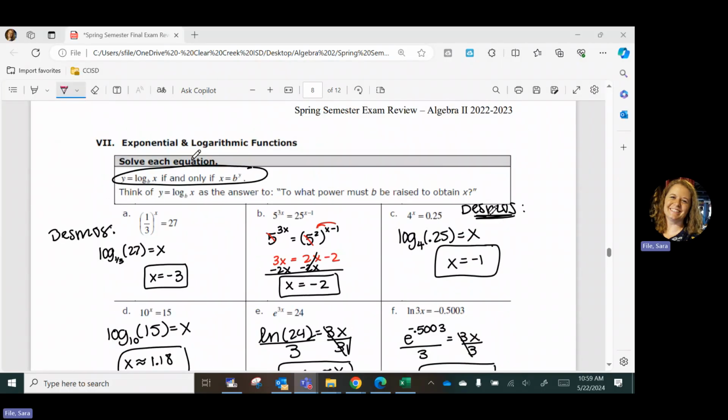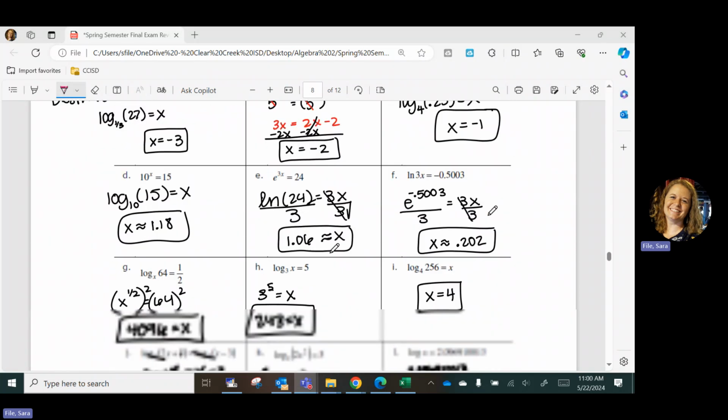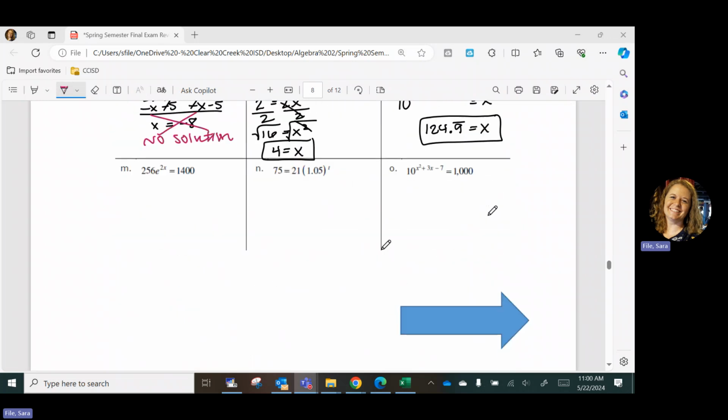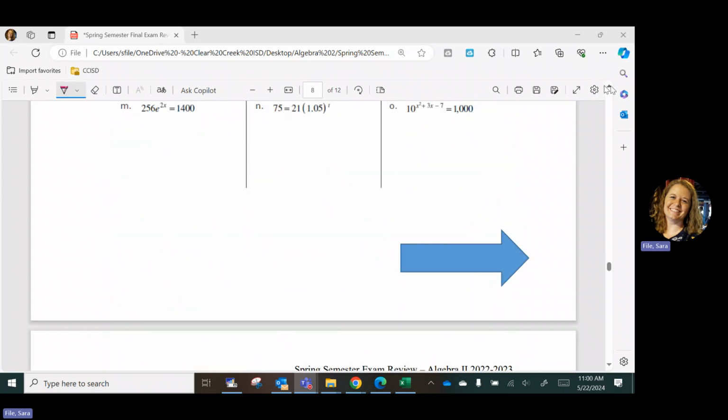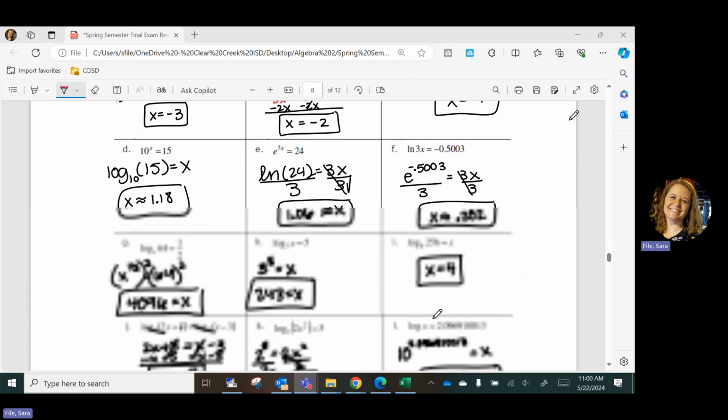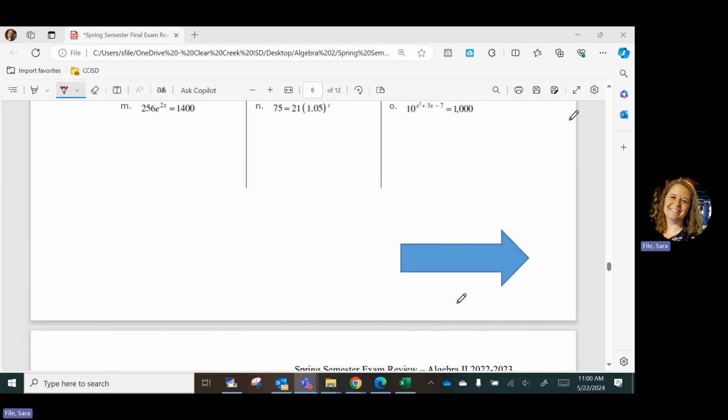Up here, we're on the back of the 4th page of the Algebra 2 semester exam review, in the section on exponential and logarithmic functions. I did a bunch of these on the last video, and I showed how you can use Desmos to do the calculating for you. You just have to be able to do the rewriting from log to exponential and vice versa. You have to be able to go back and forth between those to do what I'm showing you in Desmos, okay?